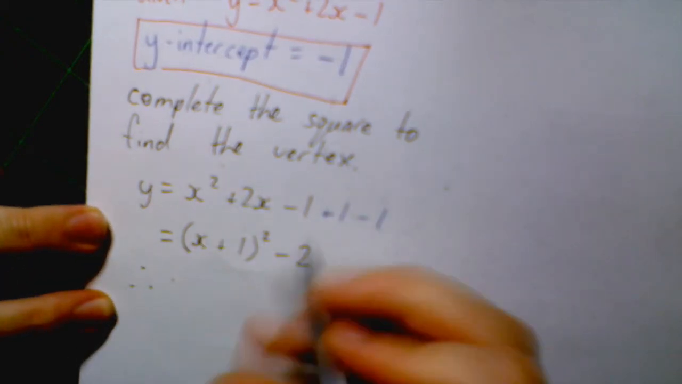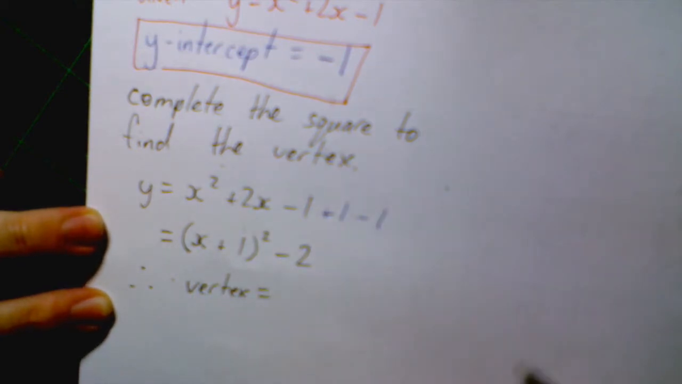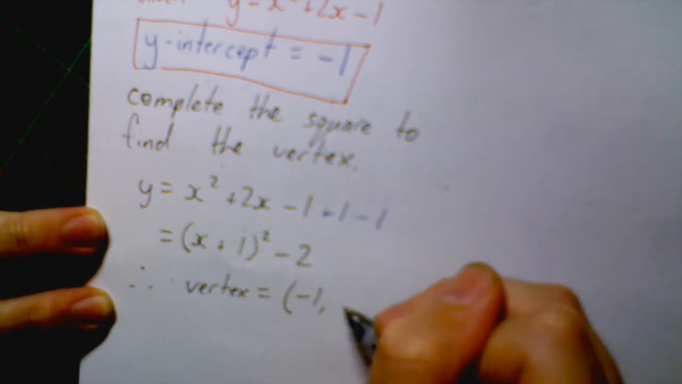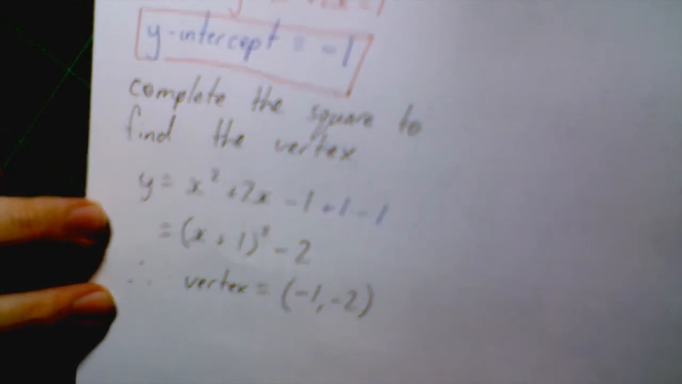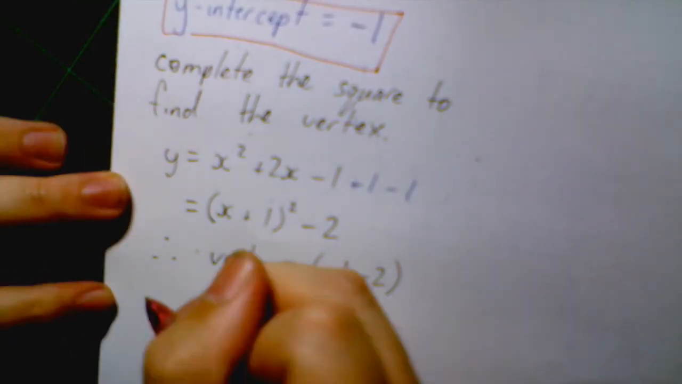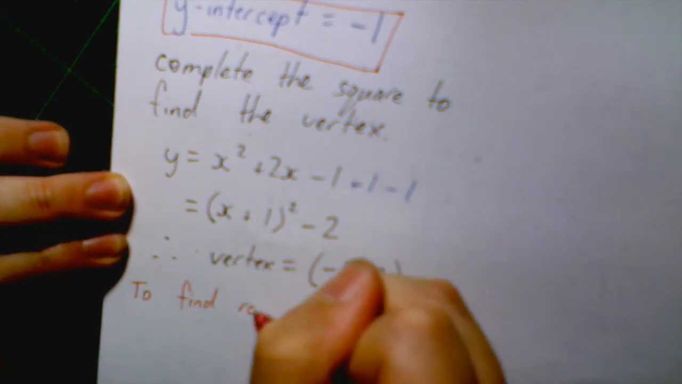Now you can see I've completed the square. The leftover is -2, once we subtract 1 again. To find the vertex, the x value is going to be what the x should be in the brackets, so it's going to be -1 in order to get 0, and -2, which is left over once we have 0. So that's the second thing we need. We needed the y-intercept and the vertex.